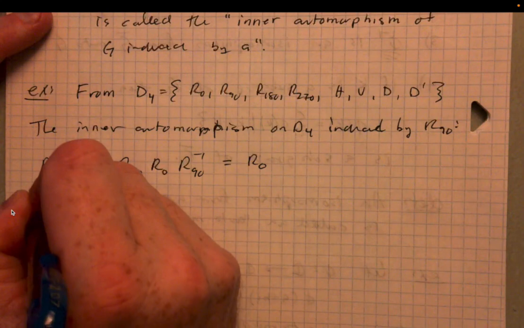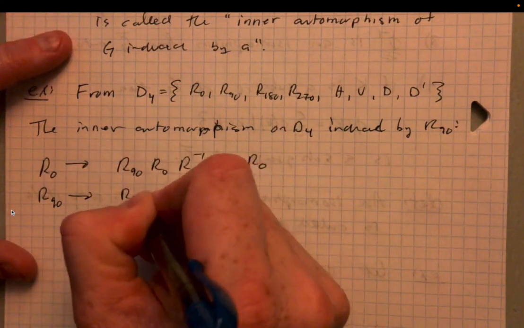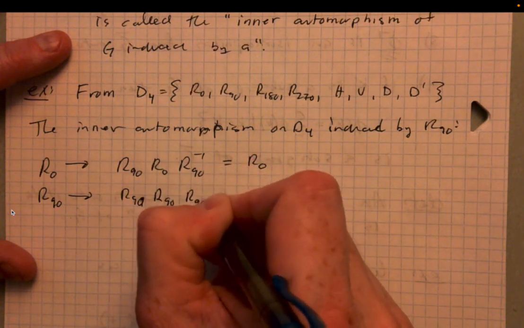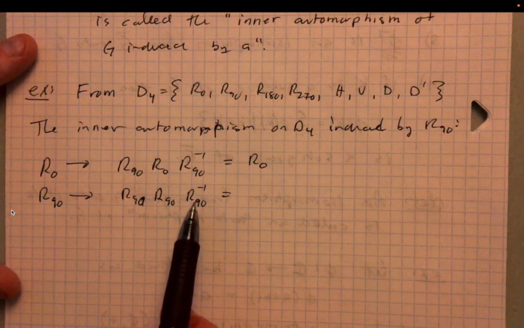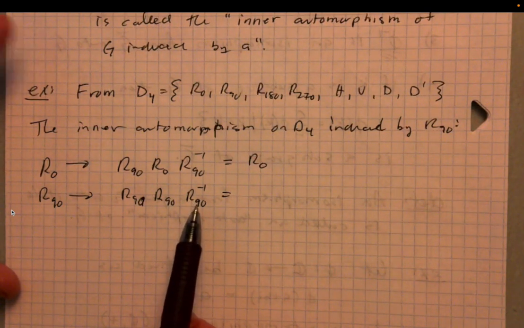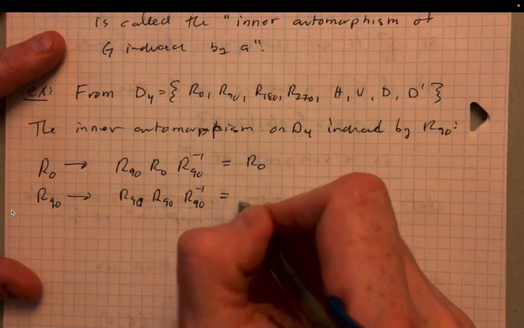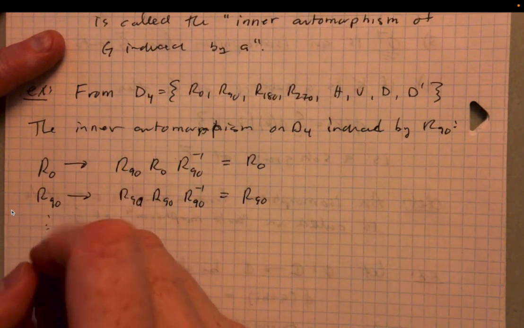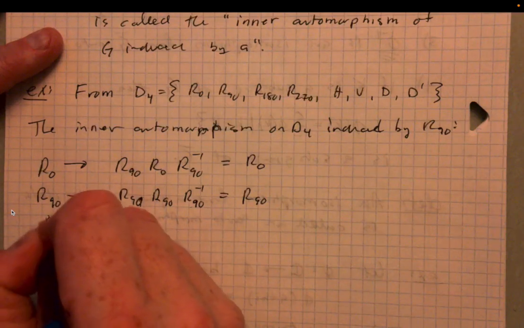You can do the same thing for R90. So this would be R90 applied to R90 applied to R90 inverse. So you start with a negative 90-degree rotation, and you then rotate 90 degrees, and then you rotate a further 90 degrees. And so how much have you rotated in total? 90 degrees. I'll skip R180 and R270 because you'll see that they are the same thing. Well, I'll write them.